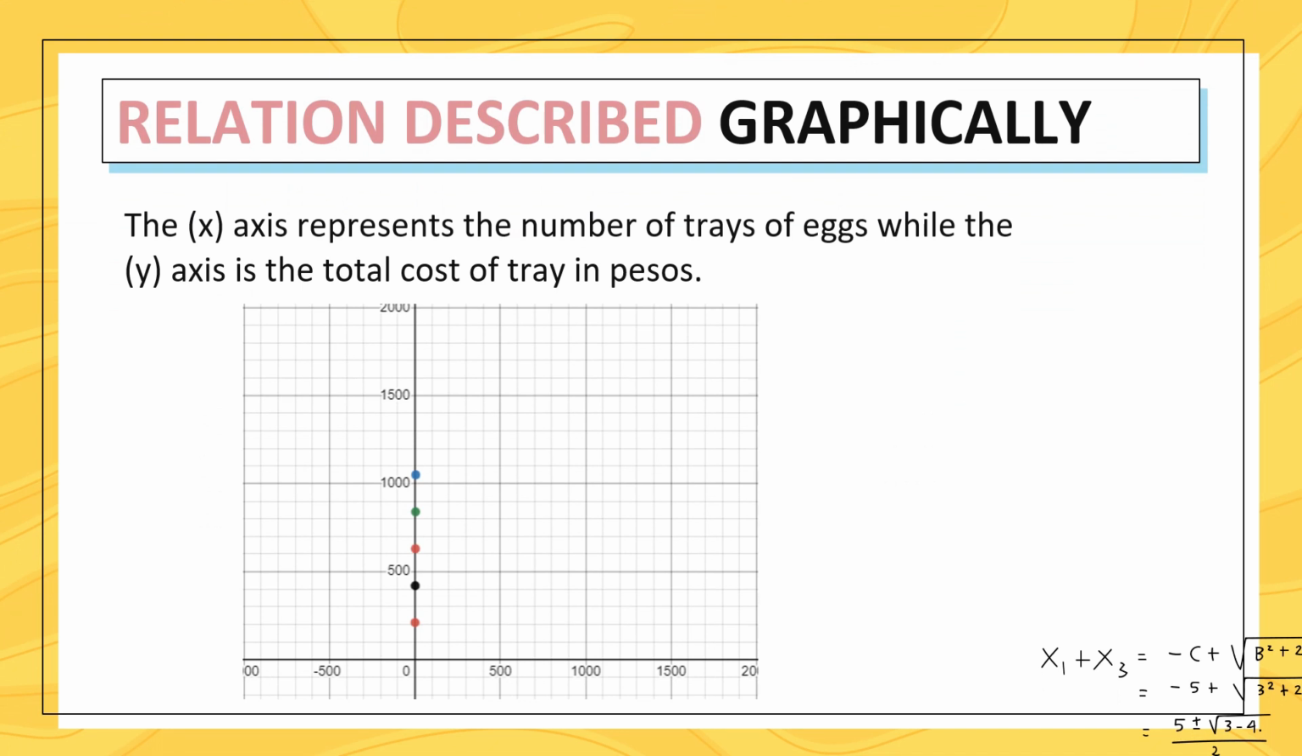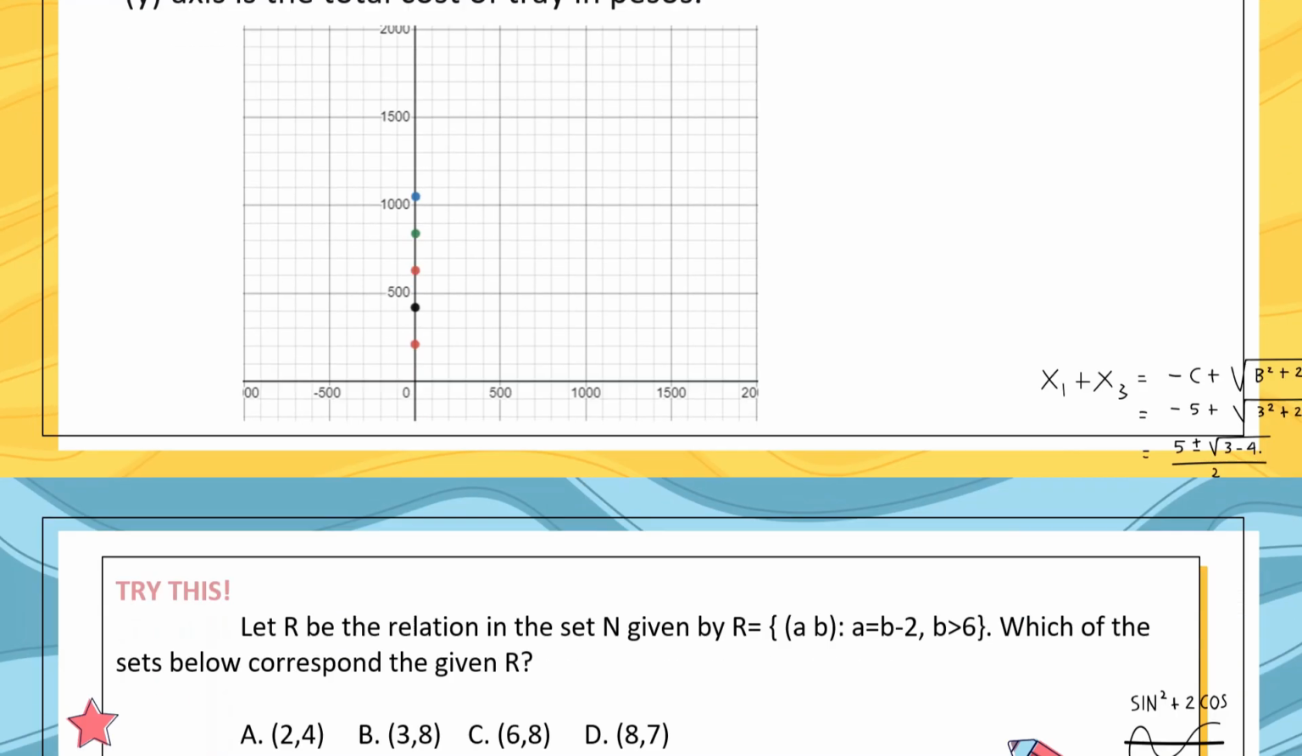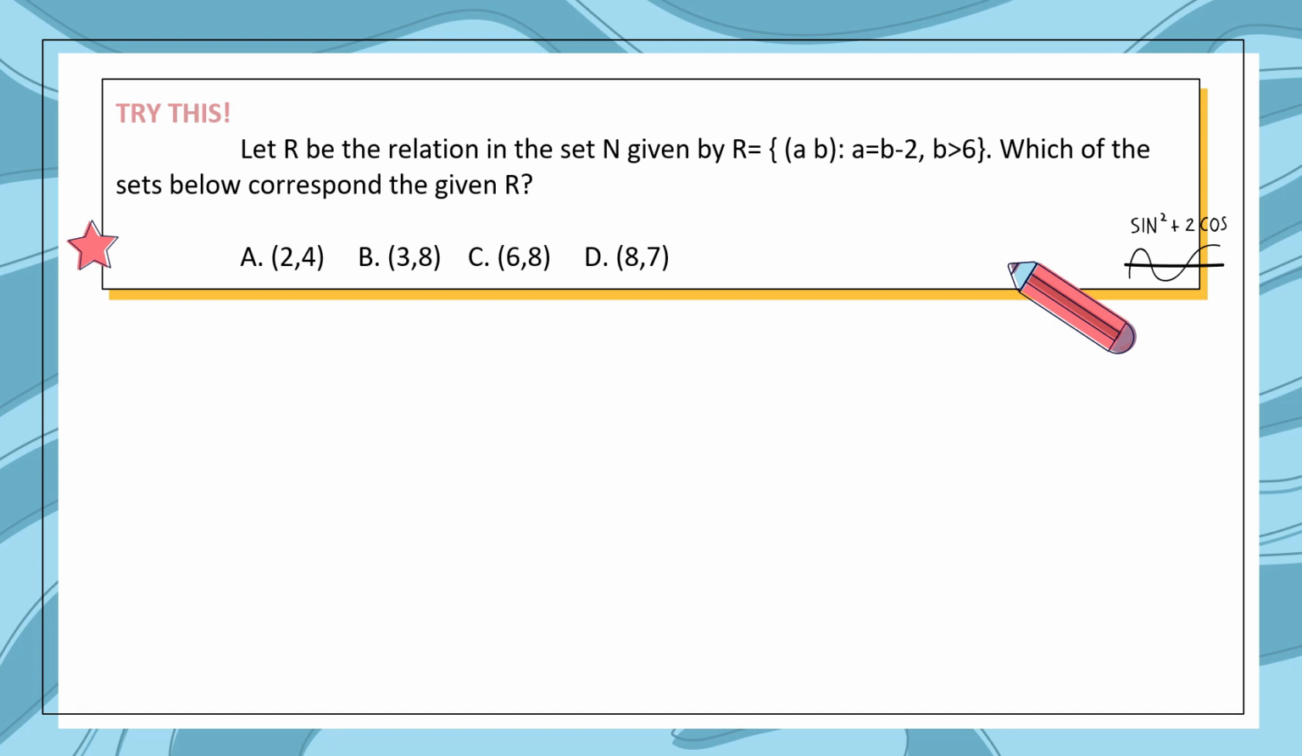Relation described graphically. Here is an example of a relation described graphically. The x-axis represents the number of trays of eggs, while the y-axis is the total cost of the trays in pesos. Now try this: find which of the sets below corresponds to the given R. It could be letter A, 2 and 4, B, 3 and 8, C, 6 and 8, or D, 8 and 7.